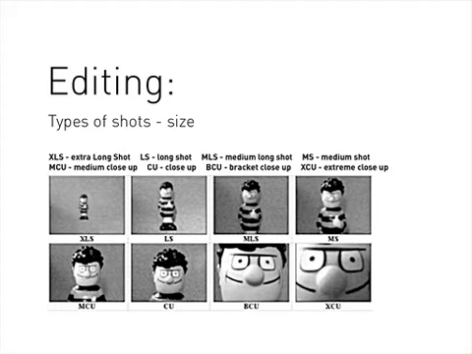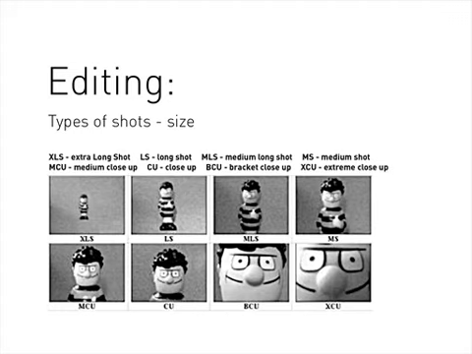Editing. So we're looking here at the top, at camera angles. Camera angles describe not only the relationship of the person to the screen, but our relationship to that person. So we have here a bunch of shorthand phrases from XLS, extra long shot, to long shot, to medium long shot, to medium close-up, close-up, bracketed close-up, and extreme close-up. So through these different framings, we have different relationships to this character. Either he is part of the world, or we are part of his psychology.